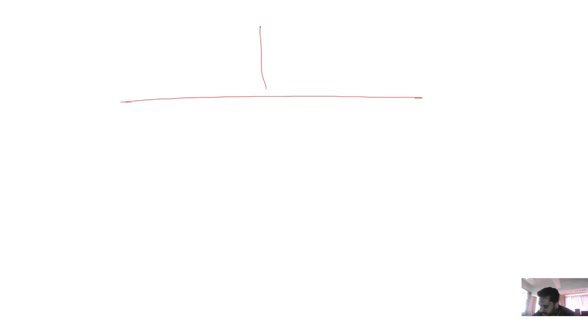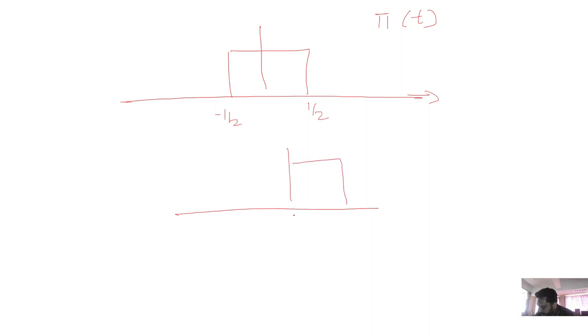Okay, so what does our signal look like? This is minus half and this is half. Okay, suppose my signal was like this, this is 0, this is 1, and I had to advance it, then what would I do with it?